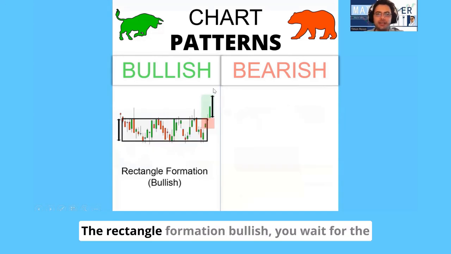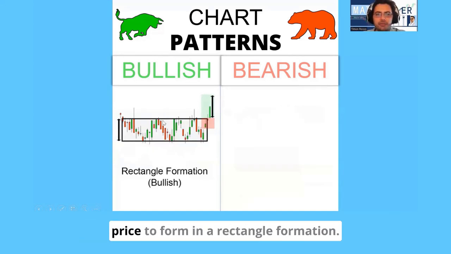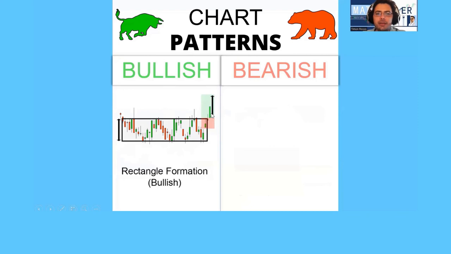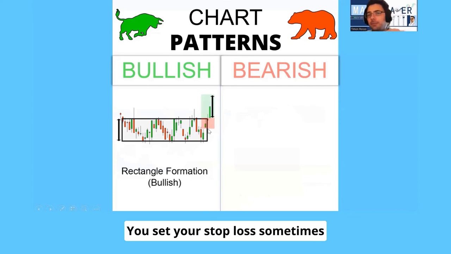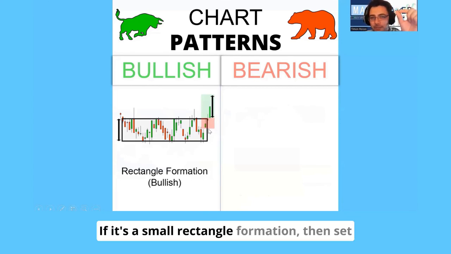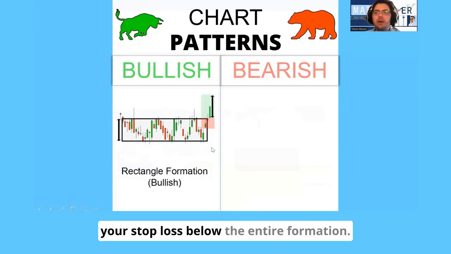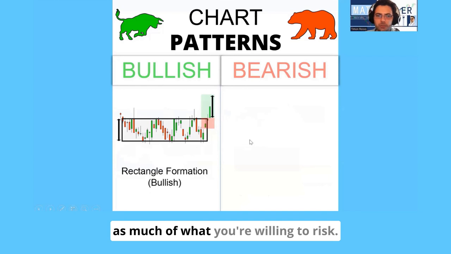The rectangle formation, bullish. You wait for the price to form in a rectangle formation. The price breaks above the resistance where you get in. You set your stop loss, sometimes 50% of the rectangle formation. If it's a small rectangle formation, then set your stop loss below the entire formation, but make sure the take profit is twice as much as what you're willing to risk.